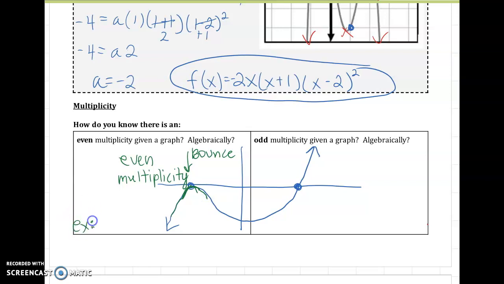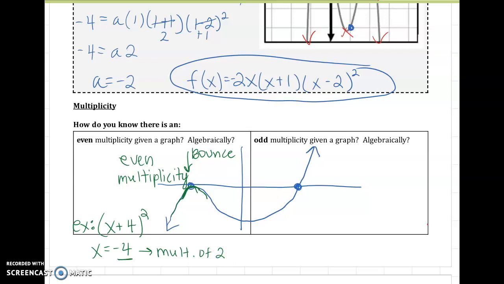So for example, if I had (x plus 4) squared, because I needed it to be even, this would give me a zero of -4, and there's actually 2 of these, so this is what we'd call a multiplicity of 2.